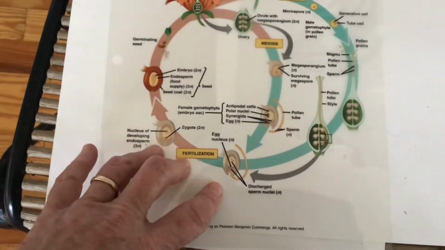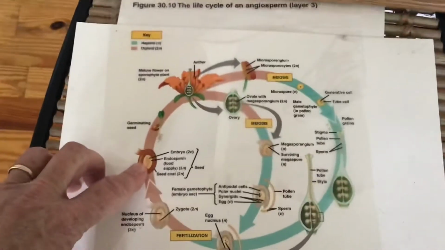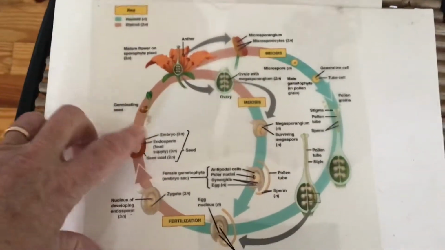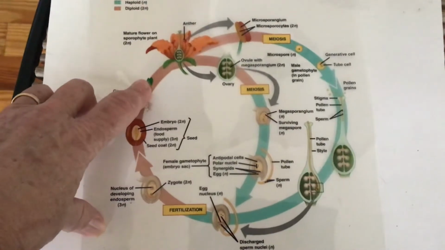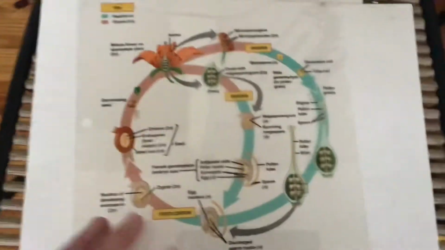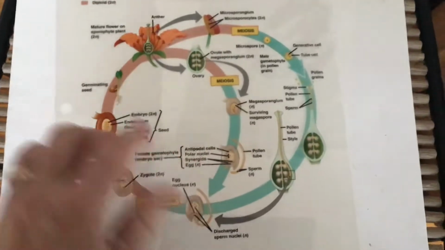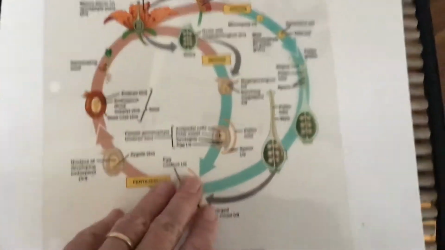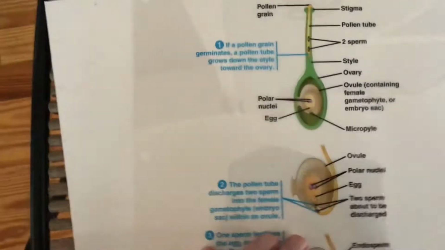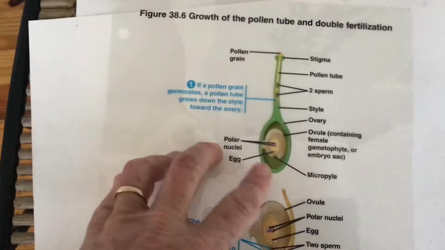All right, so then that develops into the embryo. The embryo is part of a seed, and then that seed will drop on the ground and grow into the sporophyte. Now this particular drawing isn't showing this plant being a large plant, but generally speaking, it's a fairly large plant. All right. So one thing that I wanted to make sure that we go over here is that we look at this a little closely.